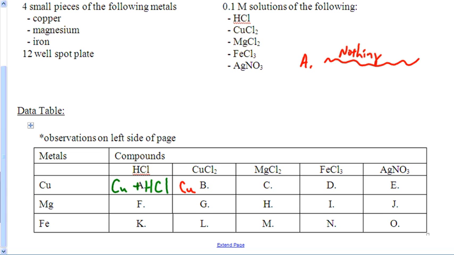This one you're supposed to react copper, you're supposed to mix that with cupric chloride. But anyway, that was the whole purpose of this lab: you trying to determine out of all these elements, which one of these actually had a reaction. And I believe the grand total, I think there should have been 8 reactions in this.